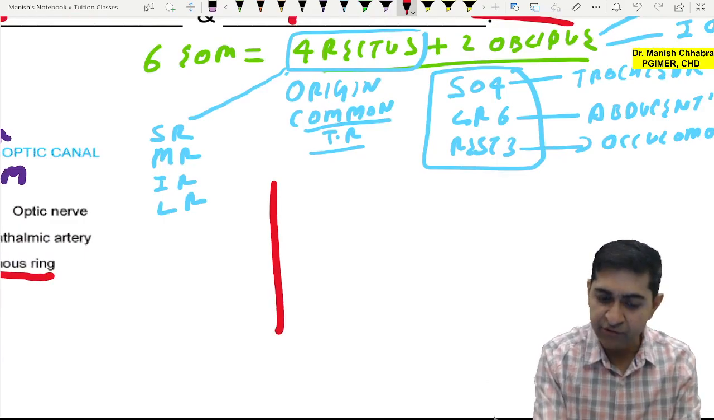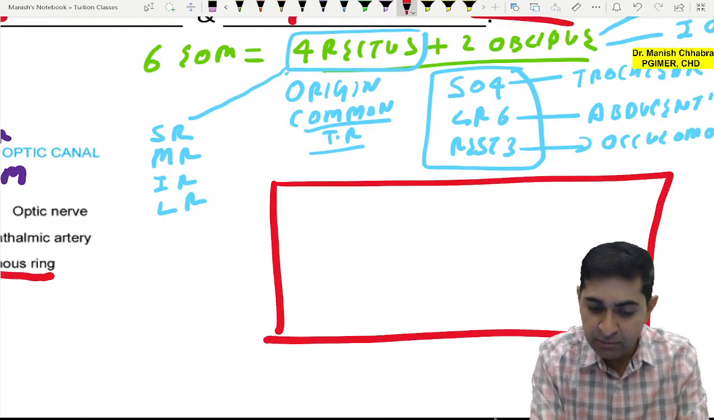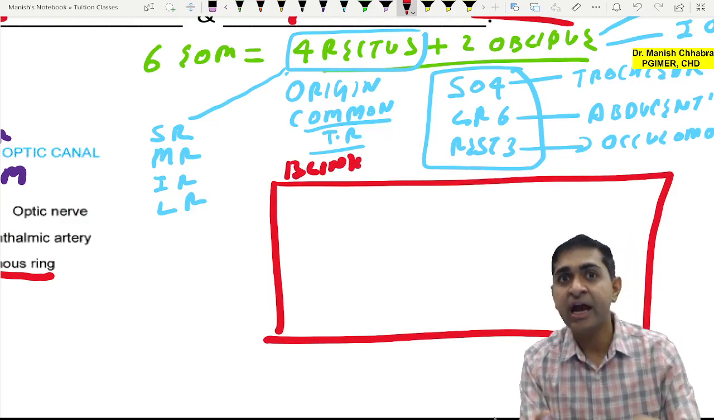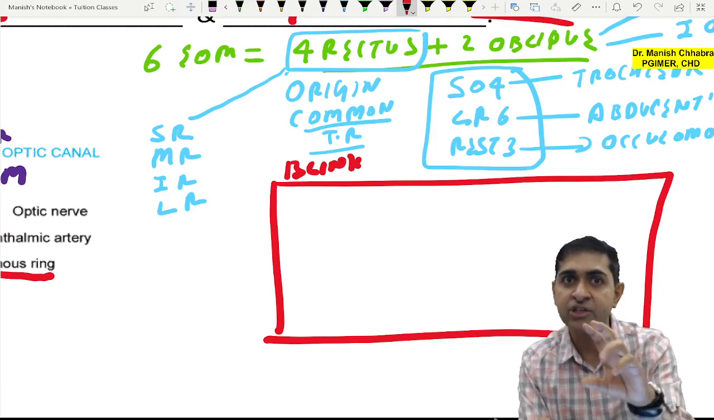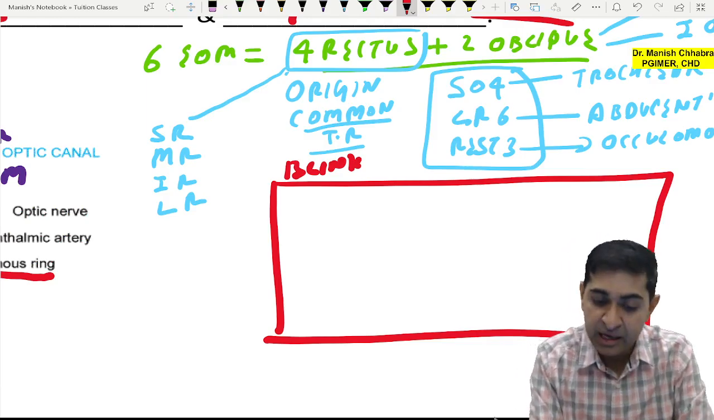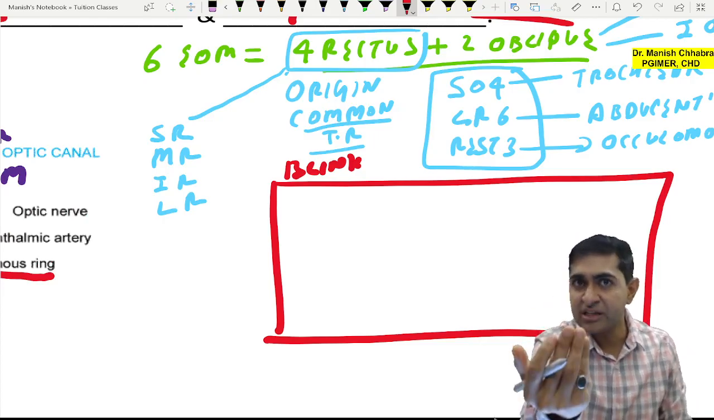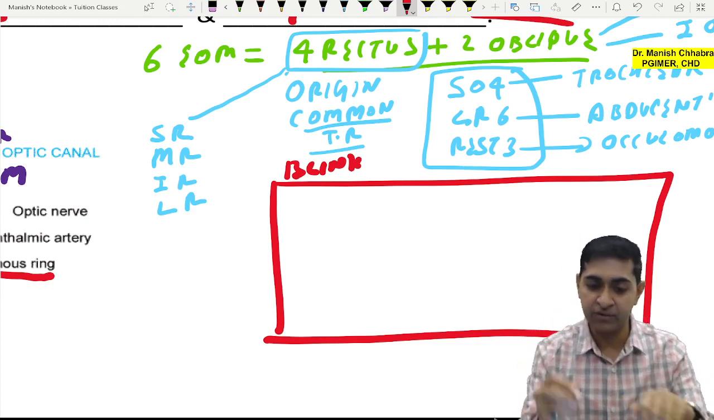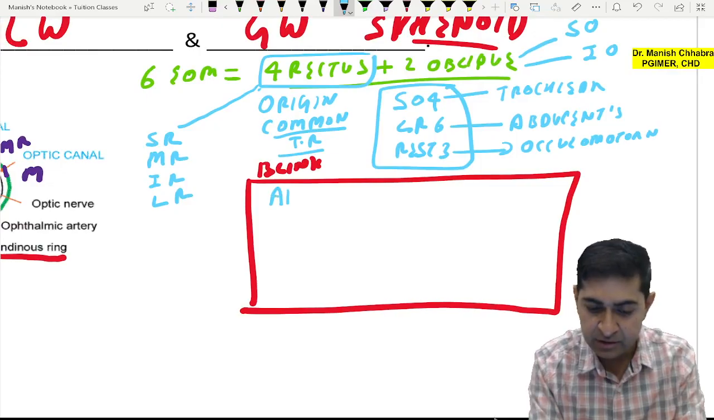Now please write with me, very important. Yes, what about the blink reflex? Blink reflex first, and then we are going to do the superior division and inferior division, which muscles they supply. Blink reflex: any reflex in the body has got two parts. One is the afferent pathway, another is the efferent pathway.